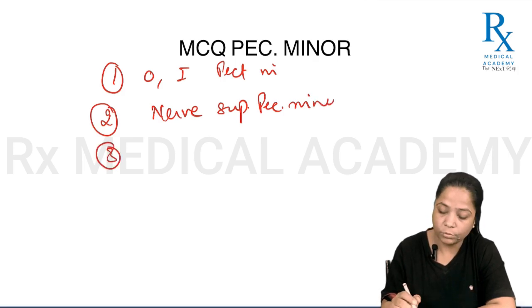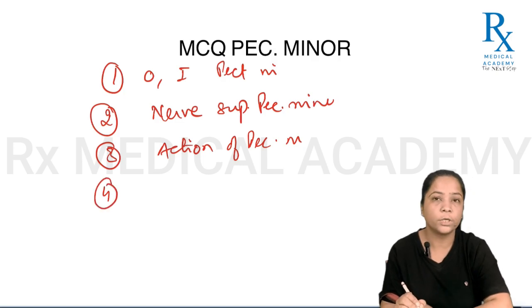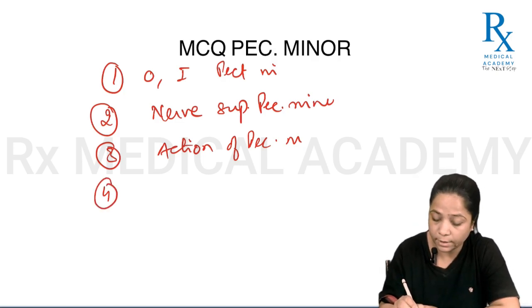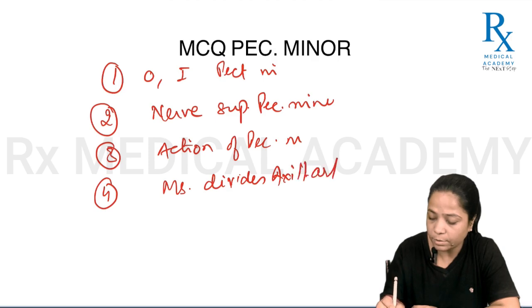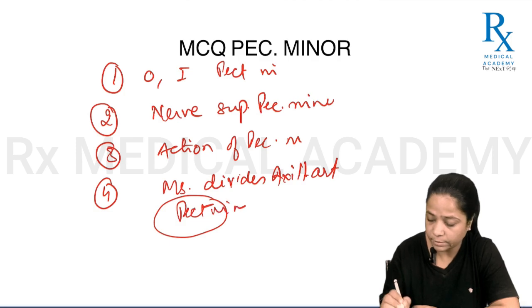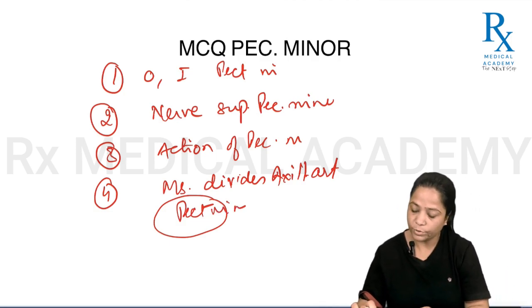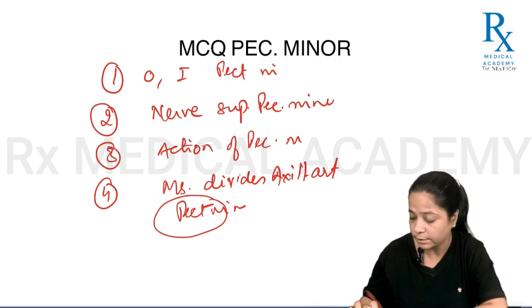Next, an MCQ is framed on the action of the pectoralis minor muscle, and the important MCQ is that which muscle divides the axillary artery. So the axillary artery is divided by pectoralis minor. The answer is pectoralis minor muscle. So these are a few MCQs which have been asked in your entrance examination in relation to the pectoralis minor muscle.